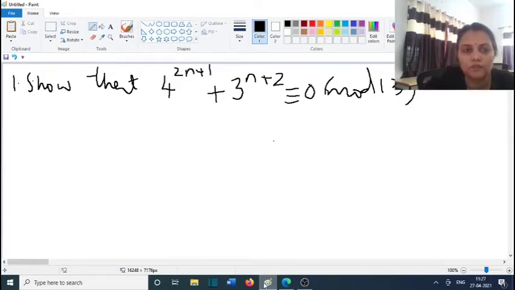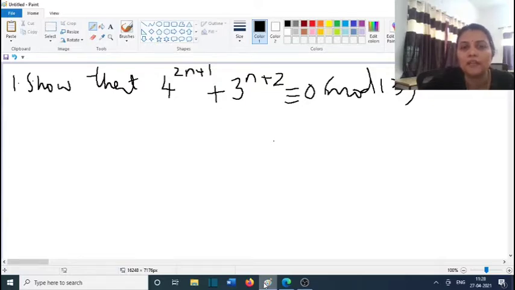Good afternoon to all. Last day we learned about the concepts of congruence and some properties of congruence. Today we have to do some problems of congruence. The first problem: show that 4 raised to 2n plus 1 plus 3 raised to n plus 2 is congruent to 0 mod 13.